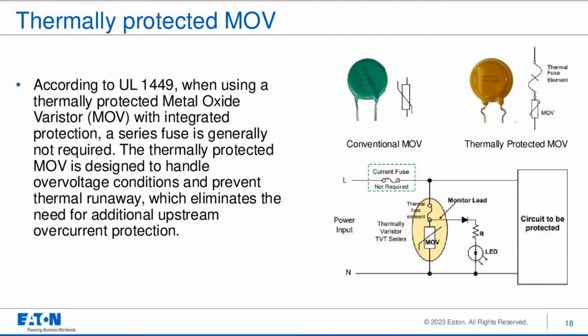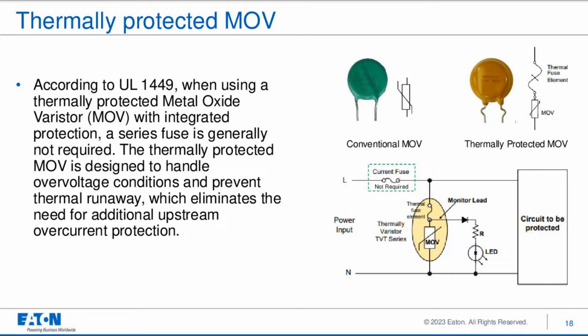Fortunately, new technologies exist which integrate the series fuse within the package of the MOV, creating a pre-coordinated solution called a thermally protected MOV. This type of solution has several important benefits, such as the elimination of the fuse component cost in the BOM, reduced circuit design time for the engineer, and the elimination of coordination testing to ensure that the MOV is adequately protected.